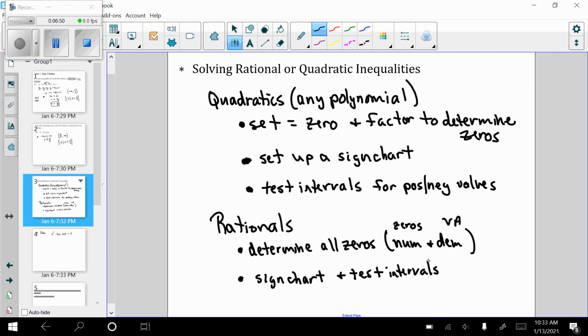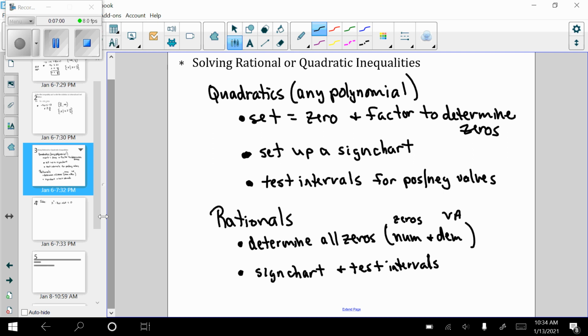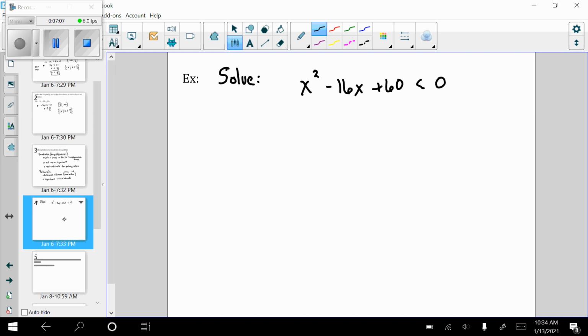Okay, so this will be new for those of you that are coming out of just Algebra 2. If you took college algebra before you took trig, then I have a feeling that Mr. Abundis taught this in college algebra, so this will be review for you. All right, so we are going to look at a pretty simple one, x squared minus 16x plus 60 less than 0. So this one, since this is less than, we're looking for negative values, and zeros not included.